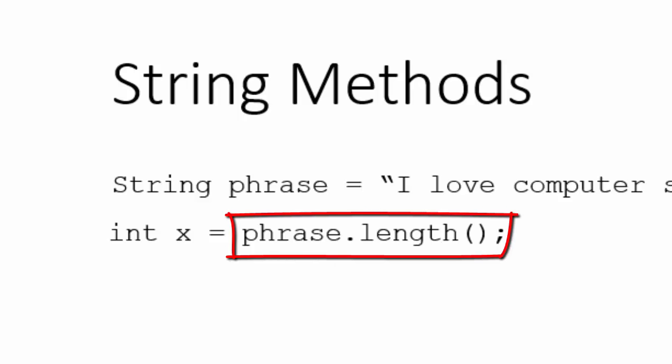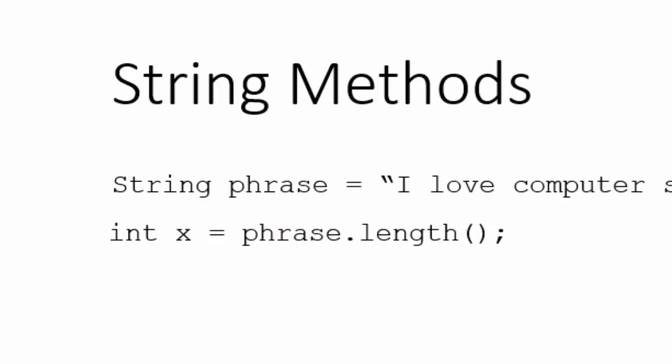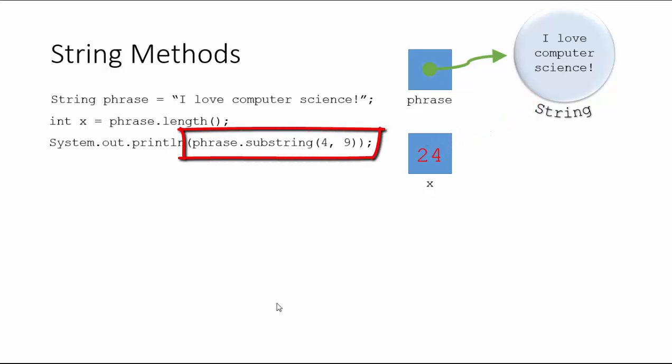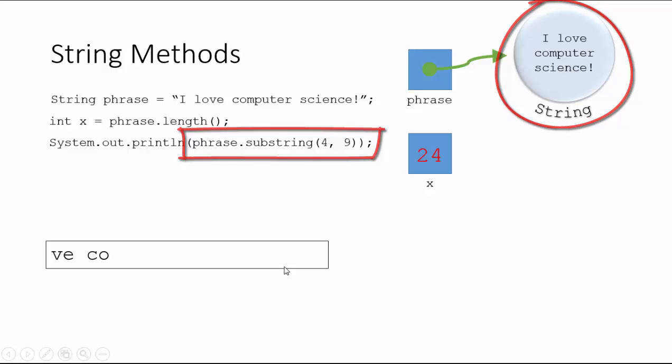This expression is executed, which asks the phrase string object to run the length method and assign the results to x. Remember, the expression on the right is executed first and the results are placed into the variable on the left. The method returns 24, which is placed into x. The next statement runs the substring method on the phrase string object. This method returns a new string with the characters VE space CO, which is then printed to the terminal window.